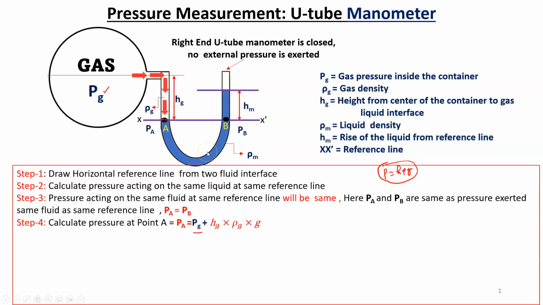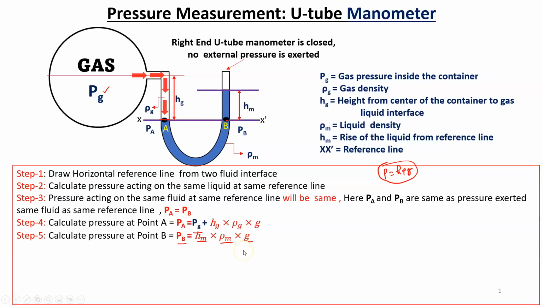Next step: calculate pressure at point B. Here no external pressure is exerted on the right hand limb, so we can write the pressure at point B. From the rise of the manometric liquid, hm from the reference line, we can easily calculate the pressure at point B as hm into rho m into g. Hm is the height difference, meaning the rise of the manometric liquid, rho m is the density of the manometric fluid, and g is the acceleration due to gravity.